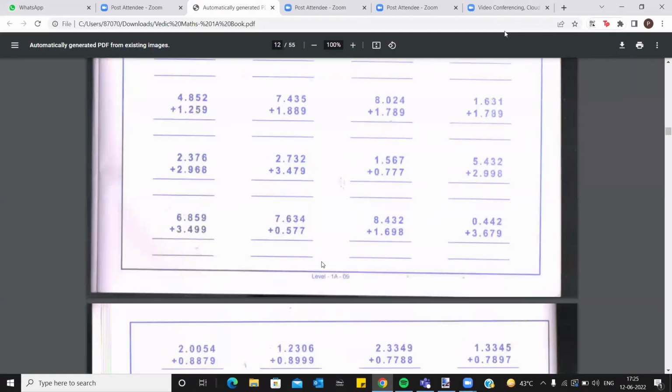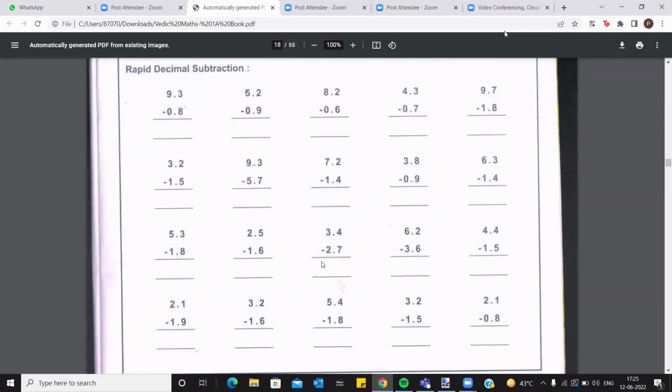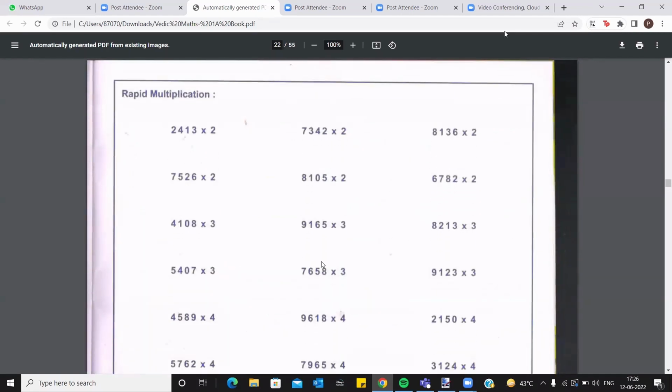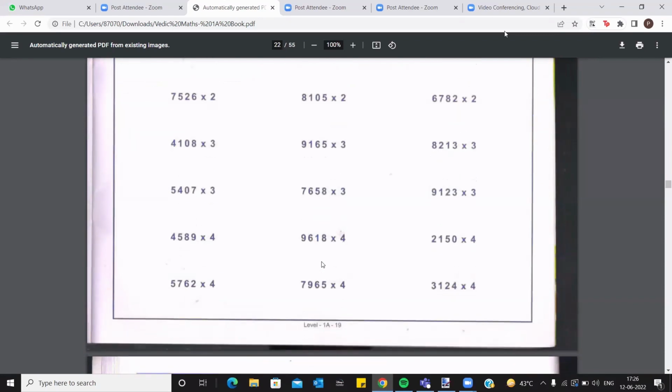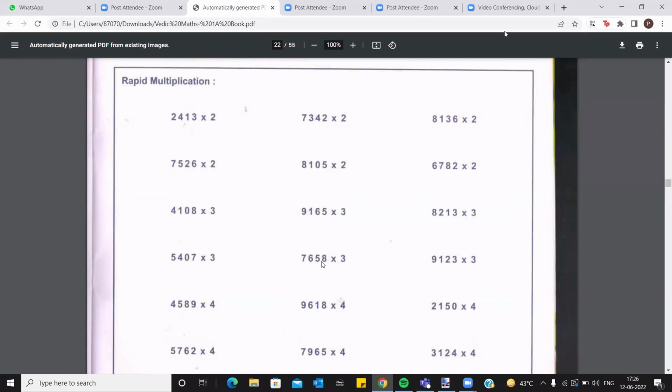So, rapid multiplication. I'll show the PDF. See here. You guys can see the PDF, right? Multiplication starts on page number 19. The heading says rapid multiplication. Okay, ma'am.